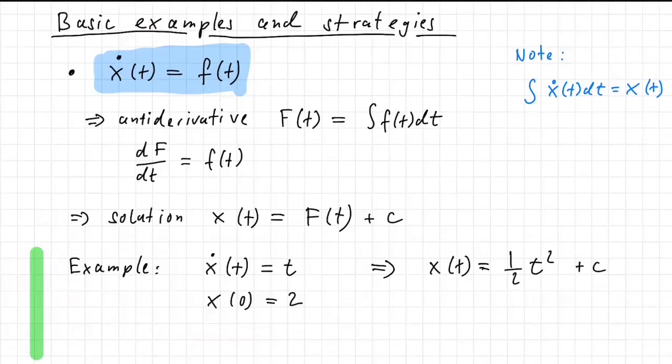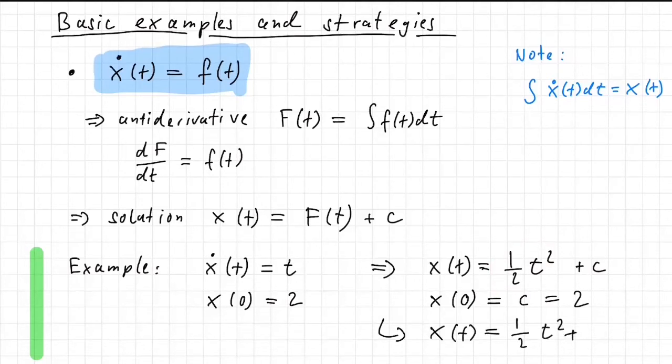Now, to obey the initial condition, what we do is we plug in the value of t, which is in our case 0. So we want to look at time t equals 0. If we plug in t equals 0 in this equation, the first term that we have here is 0. So we just end up with this being equal to c. And this, according to our initial condition, needs to be 2. So here we see we directly fix the value of c with the initial condition. And we get the complete solution, x of t equals 1/2 t squared plus 2.